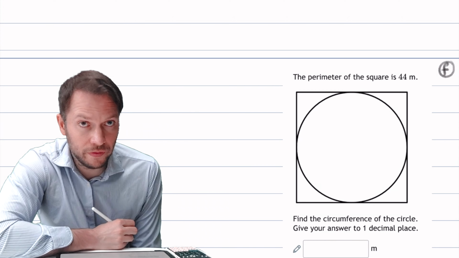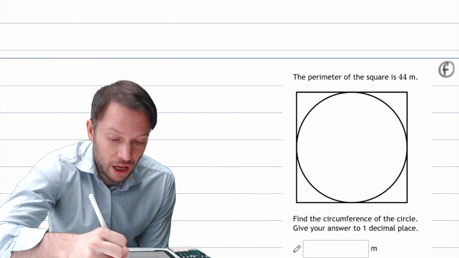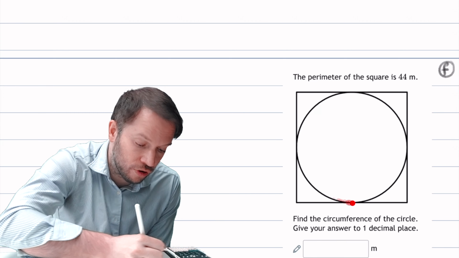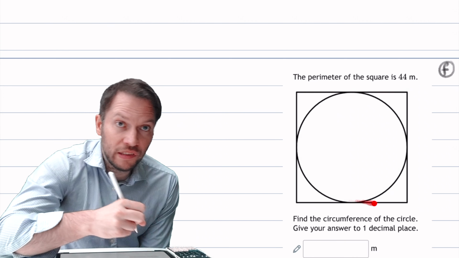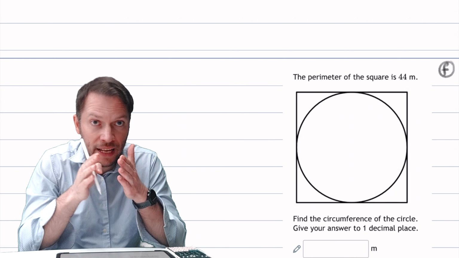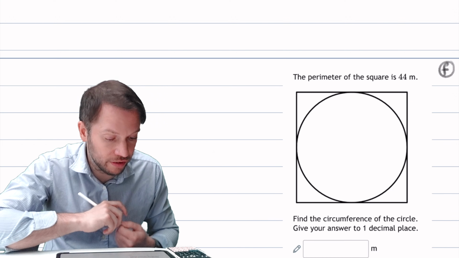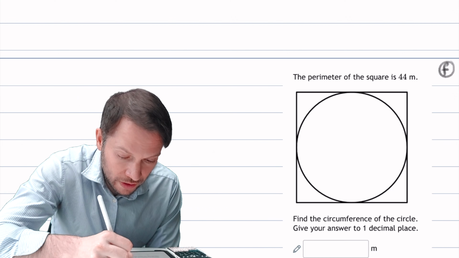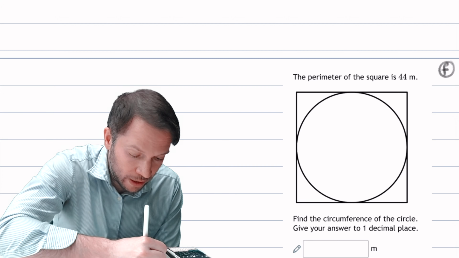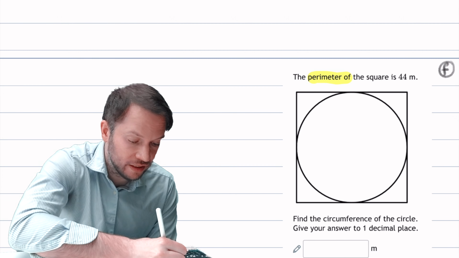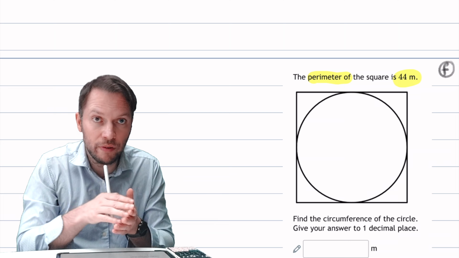Hi, in this video we're going to find the circumference of a circle where the circle is inscribed inside the square. So we've got a circle inside a square where the edges of the circle go right up to the edges of the square. Now we're told that the perimeter of the square is 44 meters. Remember, the perimeter is the total length around the outside.